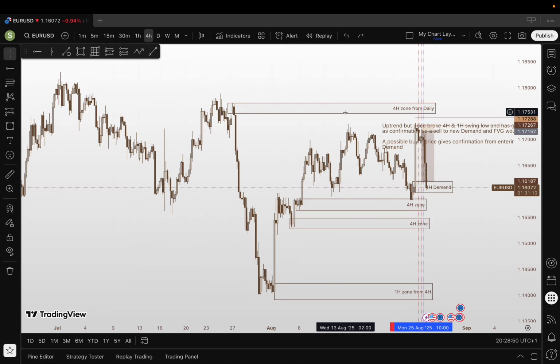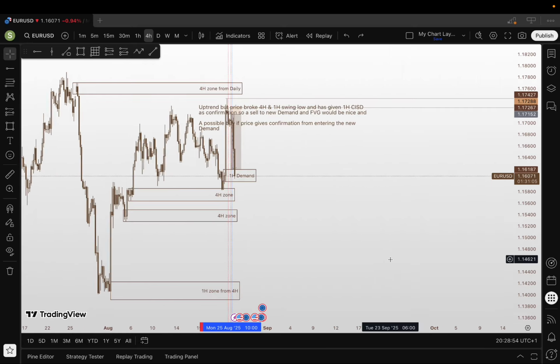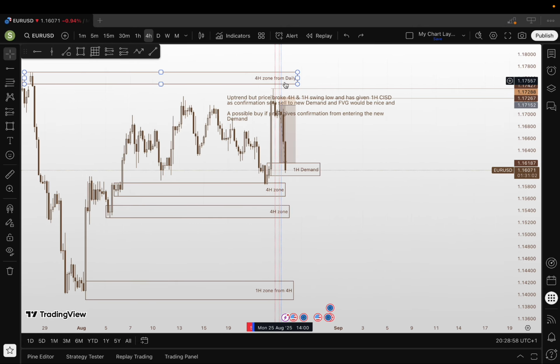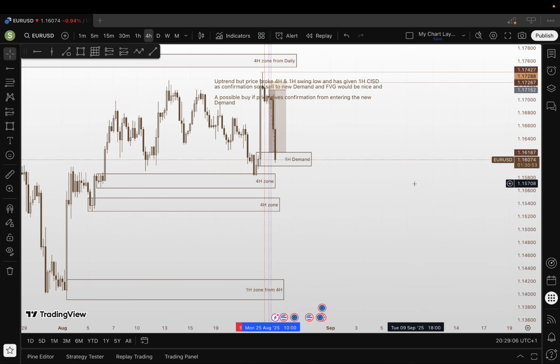But anyways, the general gist is uptrend but broke this swing low. So I wanted it to come here and give me a reaction from this 4 hour supply entry, then go down to this new demand zone or new order block, anyone. And price actually did that, but it missed it by a few pips.